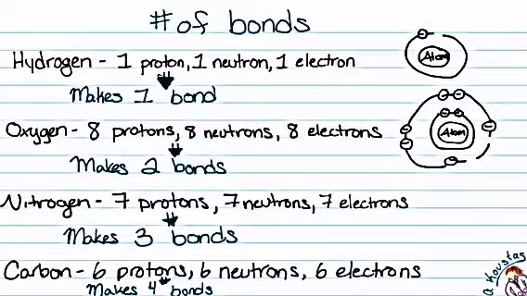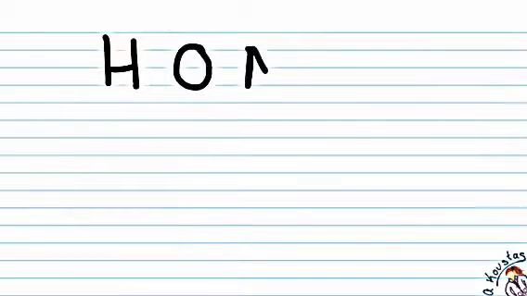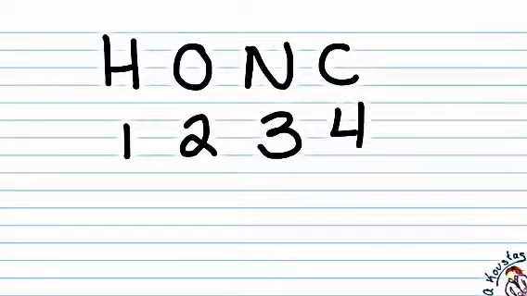Now, while we could just draw a little diagram of each of these atoms in order to visualize how many bonds they're going to make, we also have a little expression called HONC. H-O-N-C. Hydrogen makes 1 bond. Oxygen will make 2, nitrogen will make 3, and carbon will make 4. If you forget HONC, however, you can always draw the diagram of the atom and realize how many bonds they're most likely going to make.